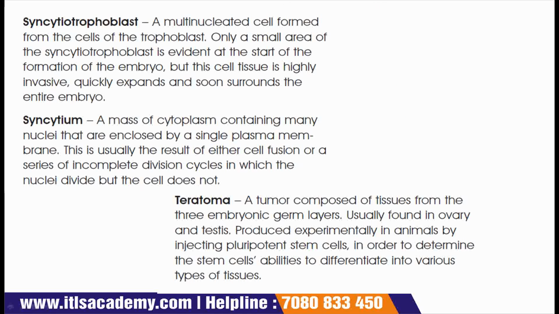Coming to the next term that is very important, that is teratoma. Teratoma is a tumor composed of tissues from the three embryonic germ layers. What are three embryonic germ layers? These are endoderm, ectoderm and mesoderm. This teratoma is usually found in ovary and testes.